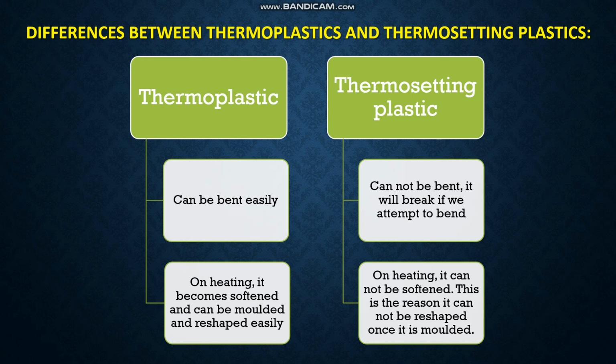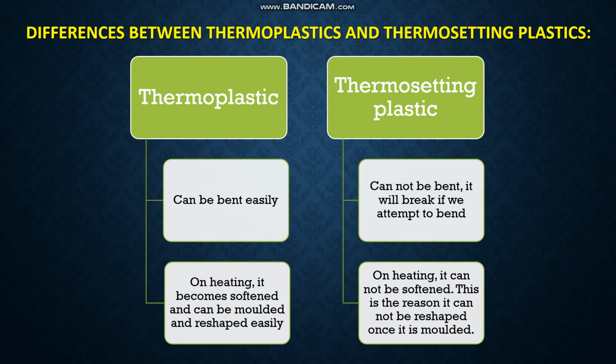What is the reason? On heating, thermoplastic softens and we can change its color, shape, size, all these. And during recycling, we can make one type of material into another type of plastic material also. But this is not possible in the case of thermosetting plastic. What's the reason? Once it is molded during its manufacture, again and again we cannot remold it because it does not get softened on heating. So only thermoplastic can be recycled, thermosetting plastics cannot be recycled.